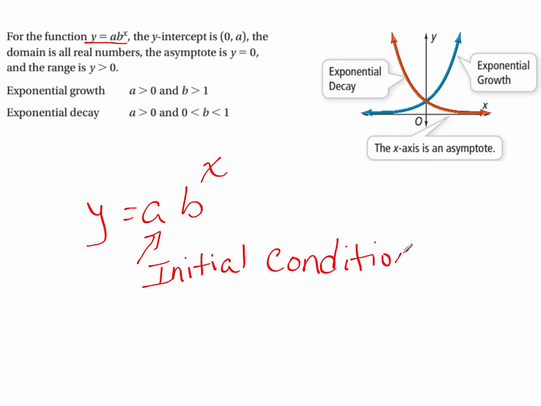Now, why do we call it this? Well, when x is 0, that's usually initial. Then y is a, b to the 0. Oh, now you remember, anything to the 0 is 1.